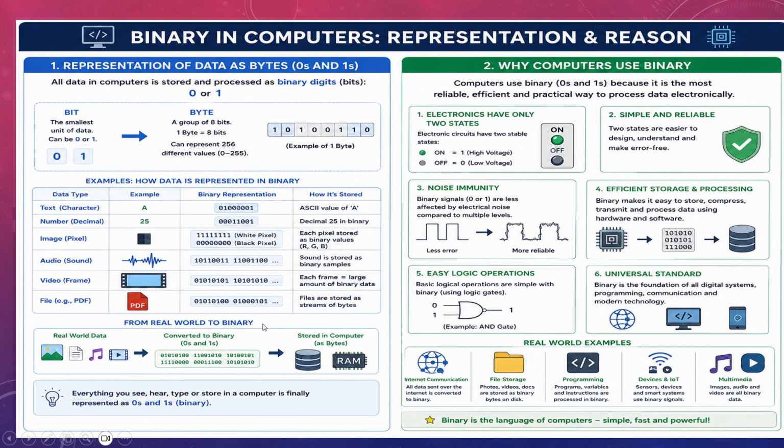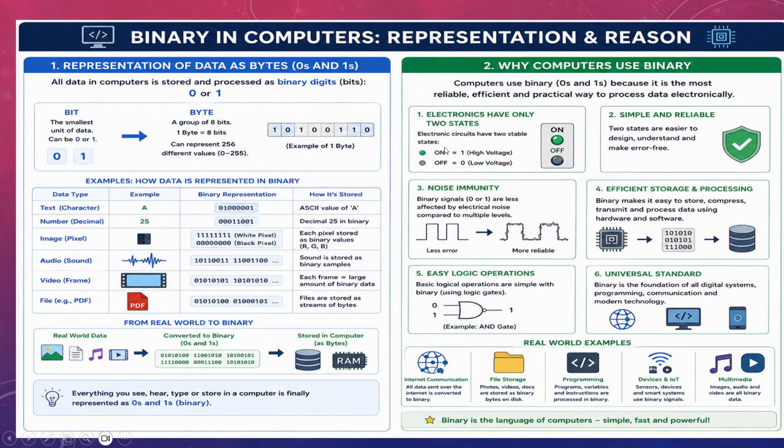Even for real-world data like pictures, we will go into Visual Studio, and when I show you, I'll show you the real representation of how files are actually binaries. Now, what do we do? These are first converted to binary and then stored in the computer as bytes. Now, why do we use binary? Because it is the most reliable, efficient and practical way to process data electronically. And electronically, we have only two states, as I said: on and off, the bulb is on or off.